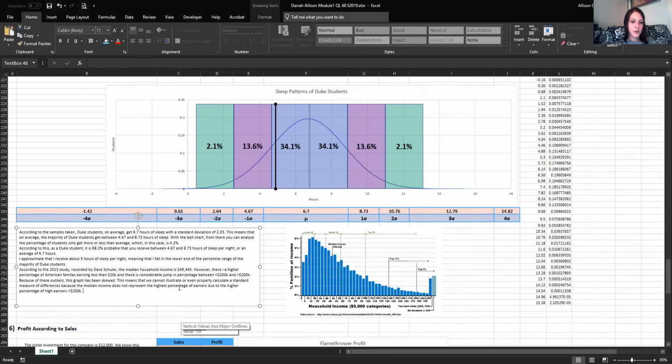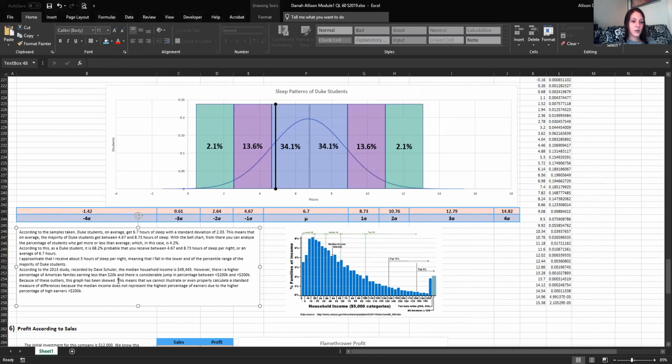With the bell chart, from there, you can analyze the percentage of students who get more or less than average, which in this case is 4.2%. According to this, as a Duke student, it is 68.2% probable that you receive between 4.67 and 8.73 hours of sleep per night, or an average of 6.7 hours, as previously stated. I approximate that I receive about 5 hours of sleep per night, meaning that I fall in the lower end of the percentile range of the majority of Duke students.